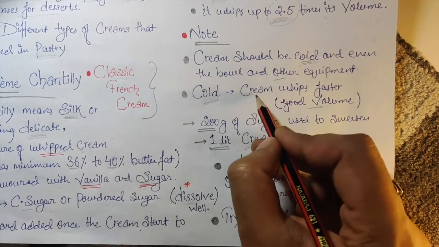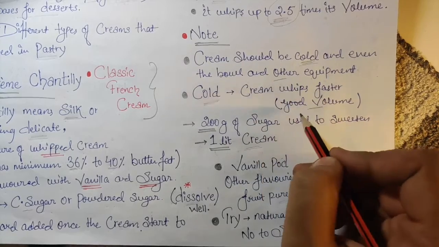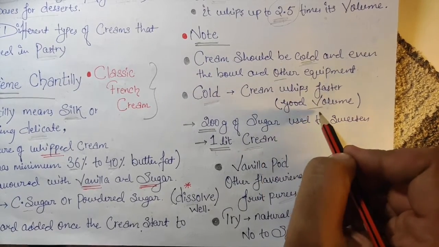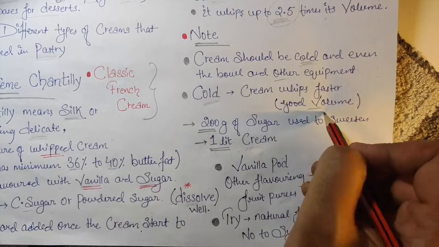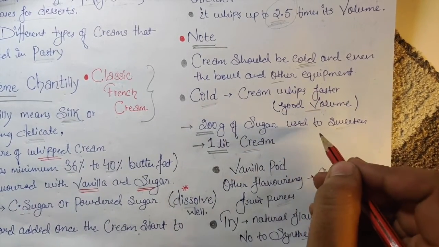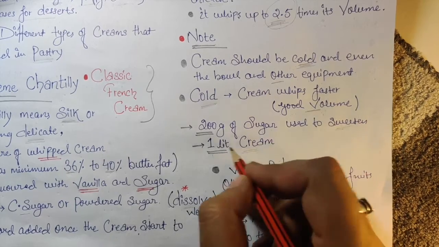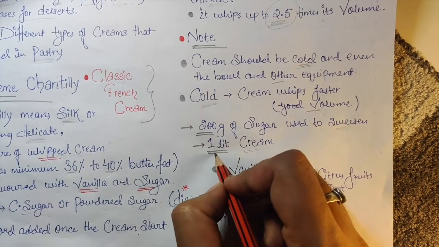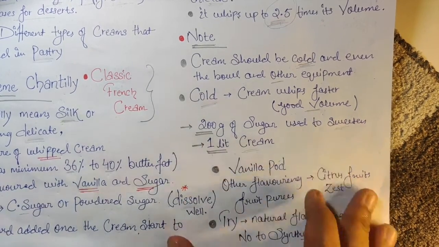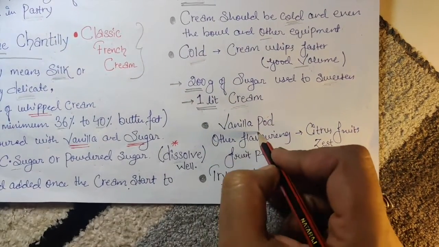Here we go again. I have written over here, cream whips faster. It's going to give you a good volume faster. 200 grams of sugar is what we generally use to sweeten 1 liter of cream. Clear with this? 200 grams for 1 liter of cream. Here we go, vanilla pod.